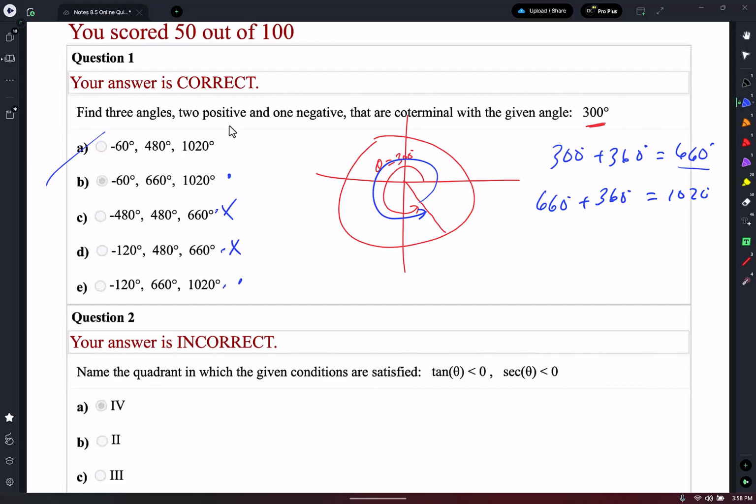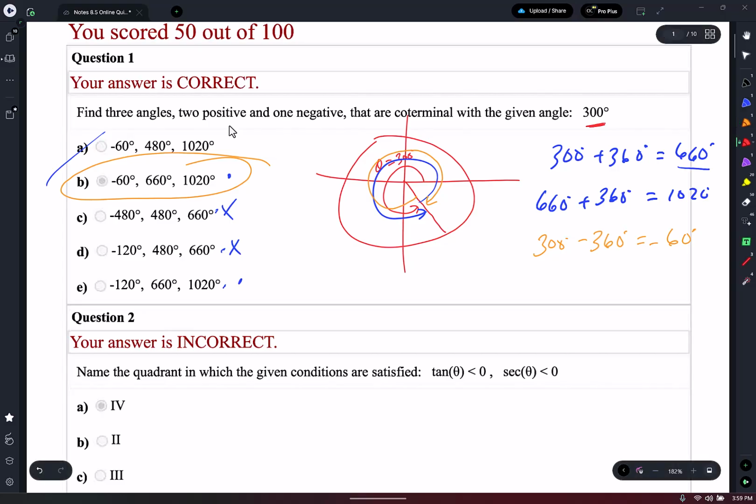All right, how do I find the one that's negative? Well, you're going to take the 300 and you're going to go backwards. So instead of adding 360, you're going to subtract 360. Does that make sense? It's 300 degrees, and minus 360. And when you do that, you get negative 60. So there it is. Did that make sense, guys?